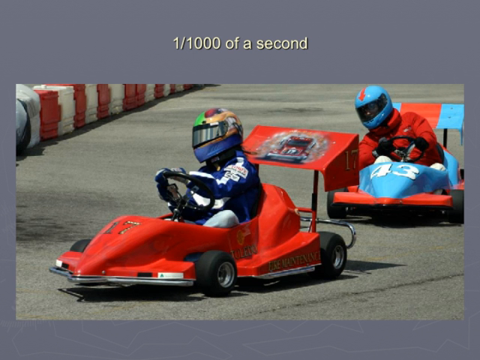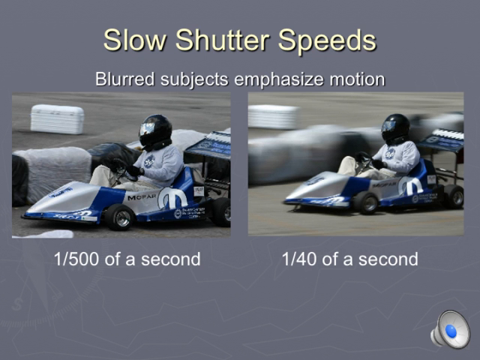Here's another example, kind of showing at 1/1000th of a second, stopping the action of the go-kart as it's going around the track. So what happens when we use slower shutter speeds? Well, slower shutter speeds are going to show more blurring in the picture. And in general, it sometimes will actually kind of emphasize motion within the picture if we're careful with it.